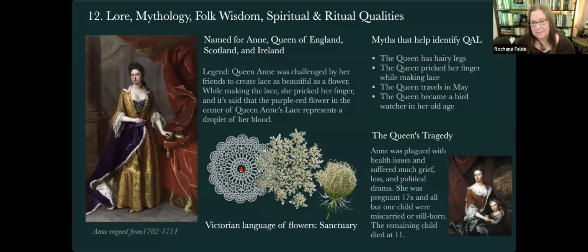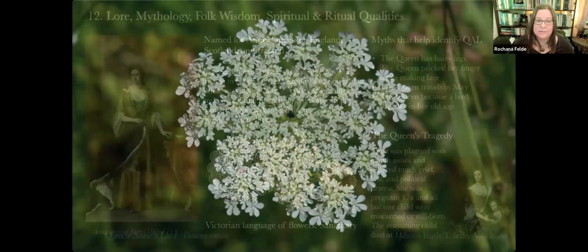And just some other tips or facts about Queen Anne. I thought it was very interesting that she was pregnant 17 times and lost almost all of her children to miscarriages or being stillborn, which is just a sad story. But it is sort of a weird, interesting coincidence about the medicinal use in conscious contraception. I don't know if there's a connection there or not, but I thought that was interesting.